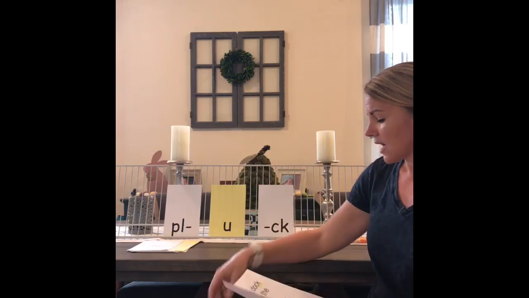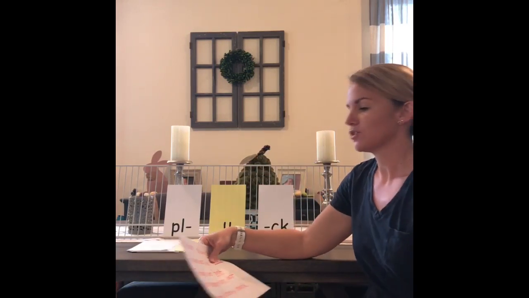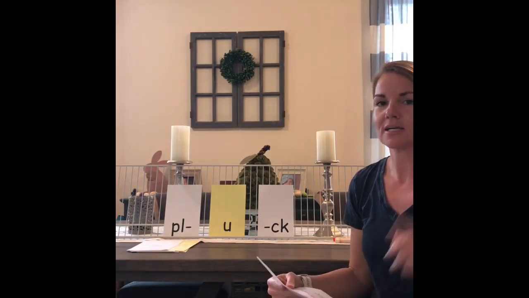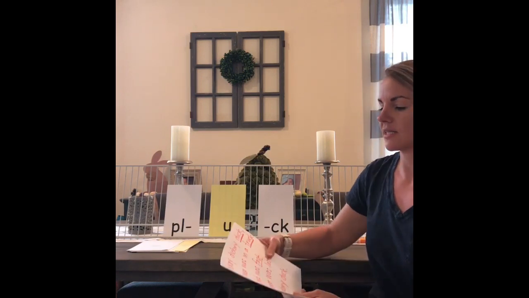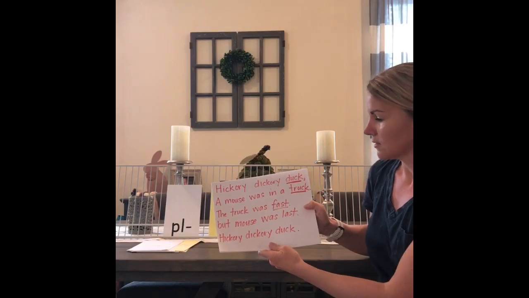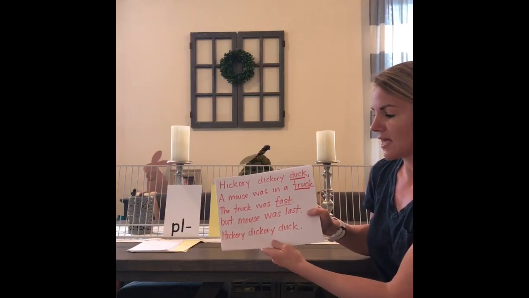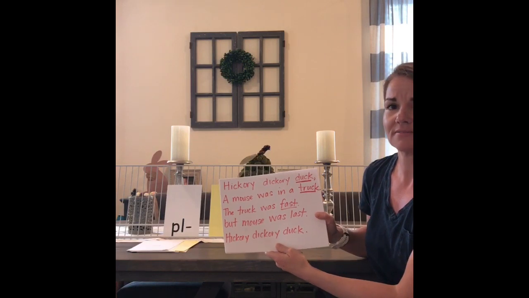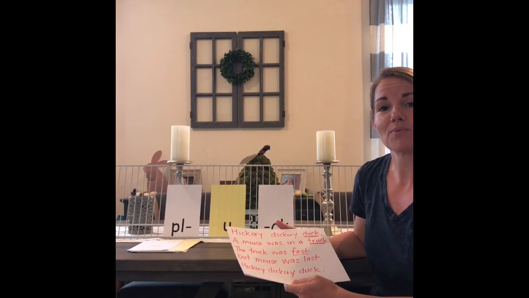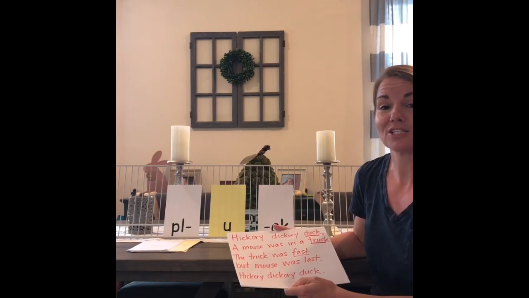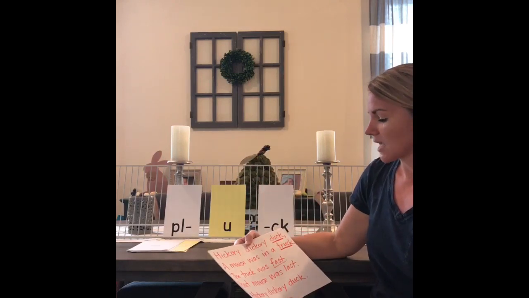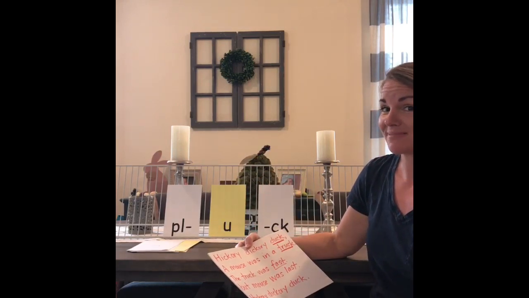All right, first graders, I wanted to challenge you to maybe come up with your own version of Hickory Dickory Dock. Here's a silly one that I did. Are you ready? It goes like this. Hickory Dickory Duck, a mouse was in a truck. The truck was fast, but mouse was last. Hickory Dickory Duck. I don't know why he was last. He must have been in a race or something. Maybe you can come up with a version of Hickory Dickory Dock yourself, where you have rhyming words throughout the poem as well. It's a challenge. Maybe you can do it.